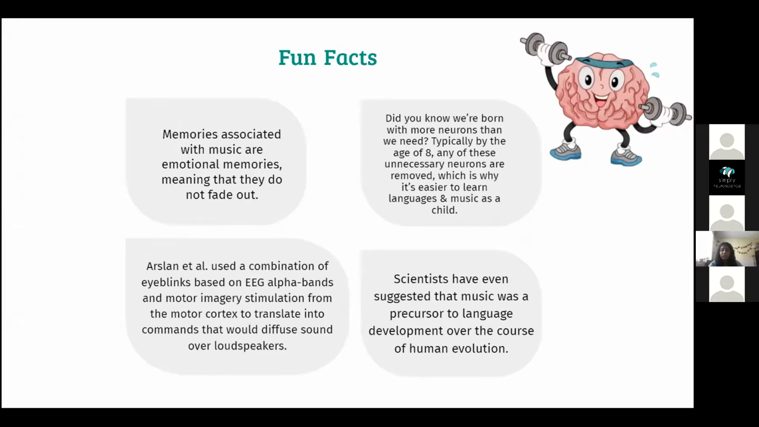So we have some fun facts for you today. Memories associated with music are emotional memories, meaning that they do not fade out. Scientists have even suggested that music was a precursor to language development over the course of human evolution. Did you know we're born with more neurons than we need? Typically by the age of 8, any of these unnecessary neurons are removed, which is why it's easier to learn languages and music as a child. Arslan et al. used a combination of eye blinks based on EEG alpha bands and motor imagery stimulation from the motor cortex to translate into commands that would diffuse sound over loudspeakers.